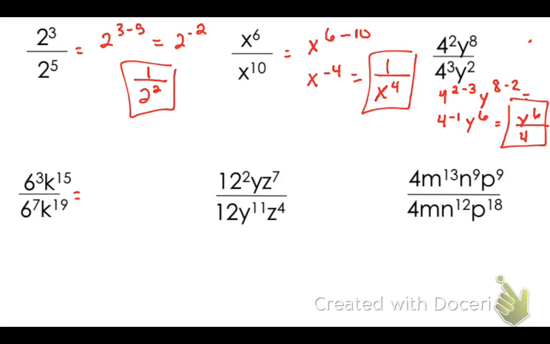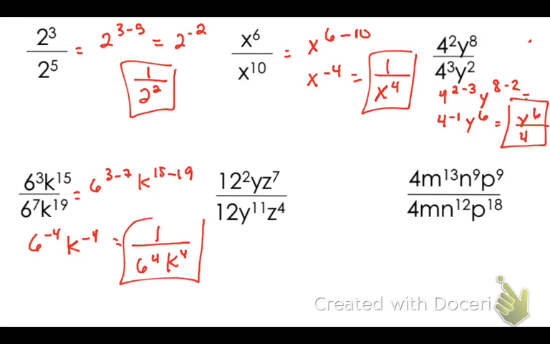Now for this one, I'm going to get 6 to the third power minus 7, k to the 15th power minus 19. Once I subtract, that's going to give me 6 to the negative 4 and k to the negative 4. But again, you have to write it as a reciprocal. So this is your answer. Okay? It'll make a little bit more sense once you get the negative power rule and the quotient rule, because later on I'm just going to go through it quickly.